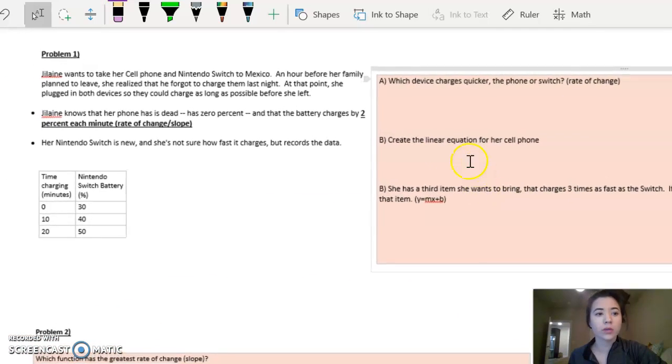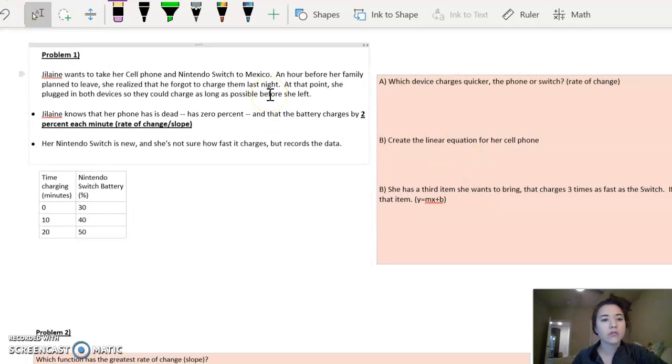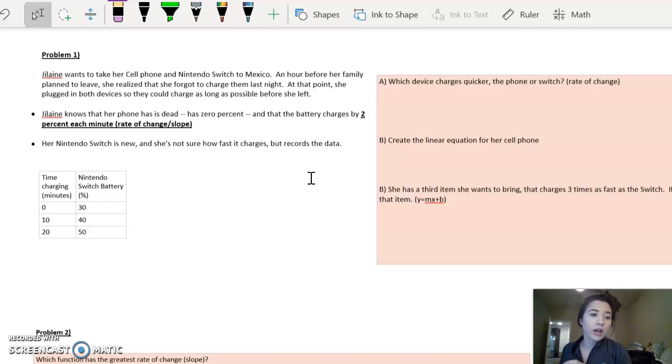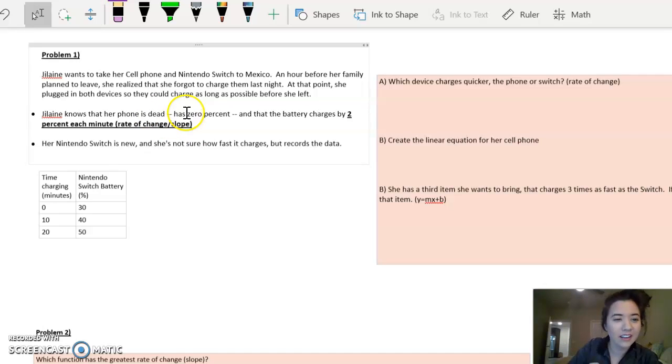So let's look at this first one here. We have Jolene wants to take her cell phone and Nintendo Switch to Mexico. An hour before her family planned to leave, she realized that she forgot to charge them last night. At that point, she plugged in both devices so they could charge as long as possible before she left. Jolene knows that her phone is dead, has 0%, and that the battery charges 2% each minute, and that is her rate of change or her slope. So her phone has a rate of change or slope of 2% each minute.